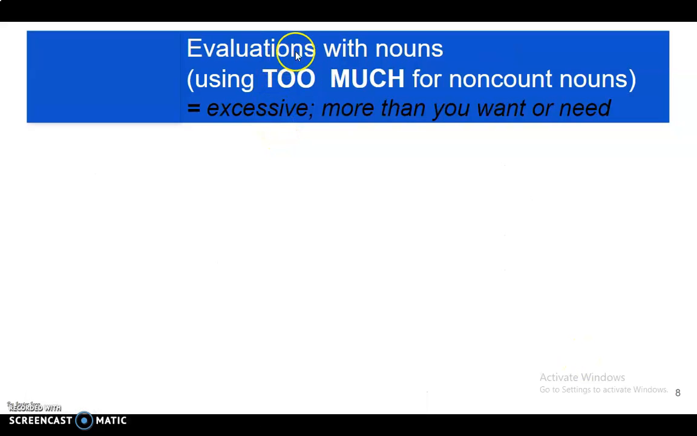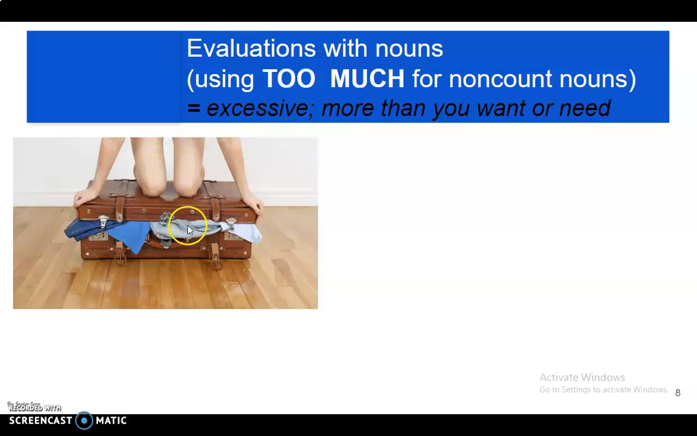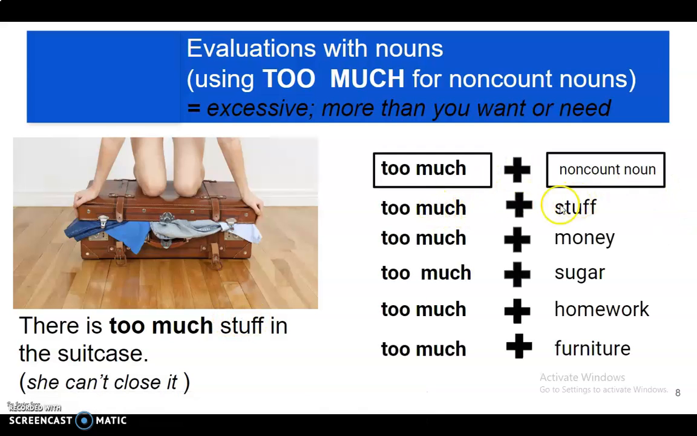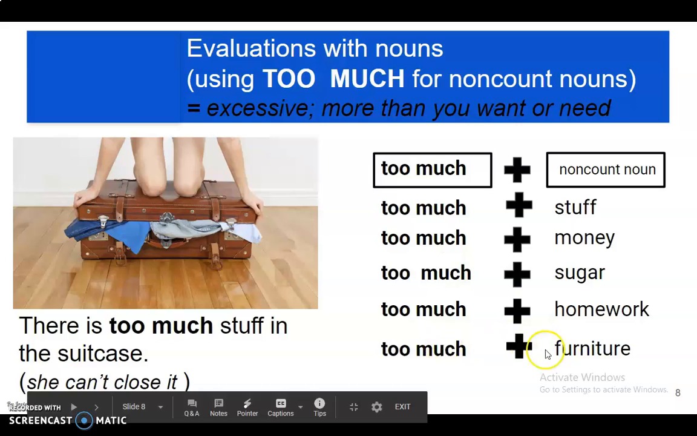Now let's talk about evaluations with nouns using too much. Too much is for non-count nouns. I can say, from this picture, that there is too much stuff in the suitcase that she can't close it. Okay, too much. The word stuff is the noun. It's a non-count noun. Other examples are too much stuff, too much money, too much sugar, too much homework, too much furniture. All of these are non-count nouns.